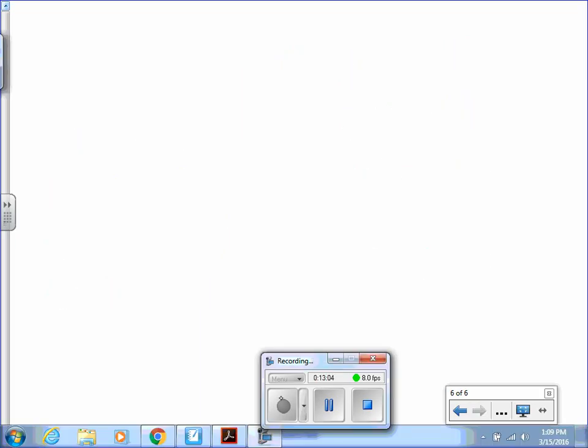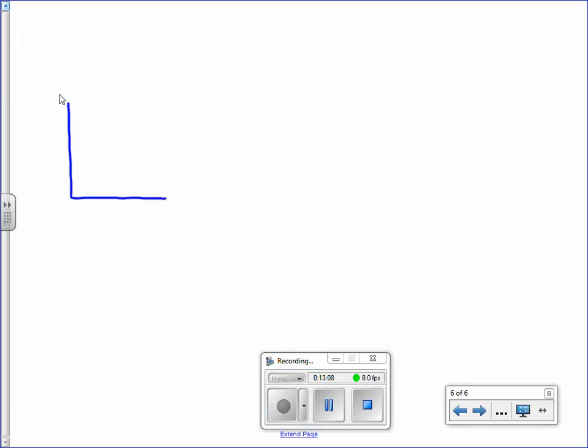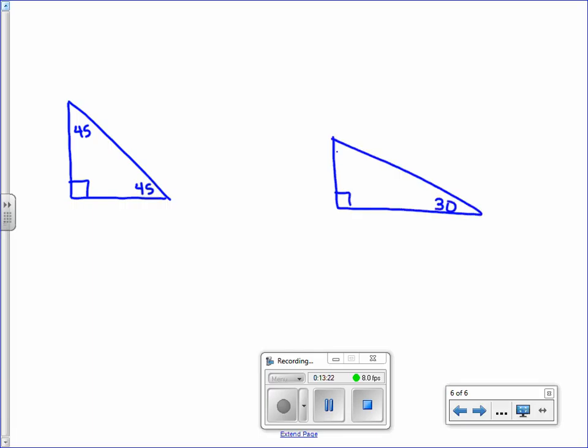Alright, let's just see what we remember about our special right triangles. There's two special right triangles. There's the 45, 45, 90, and the 30, 60, 90, right? So remember what they are. Remember what's special about them? Like if this side is 1 and that's 1, then what's this?